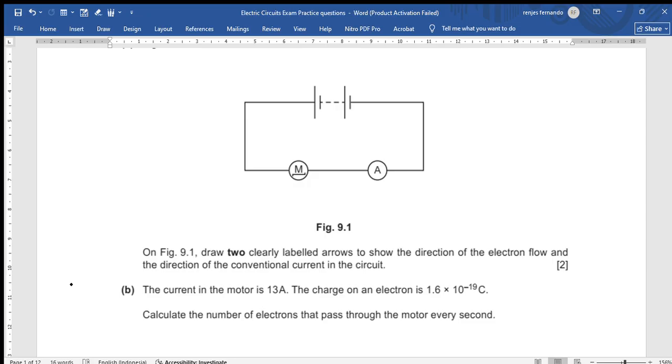To draw the direction of electron flow: the longer line is positive and the shorter one is the negative. So electron flow is from negative to positive. The direction of the conventional current is from positive to negative, so this one is the conventional current. The electron flow is in the opposite direction of the conventional current, which is the movement of electrons.